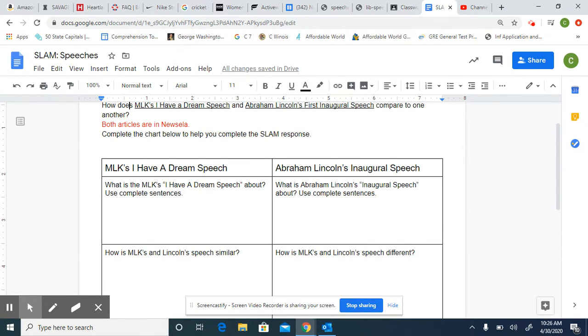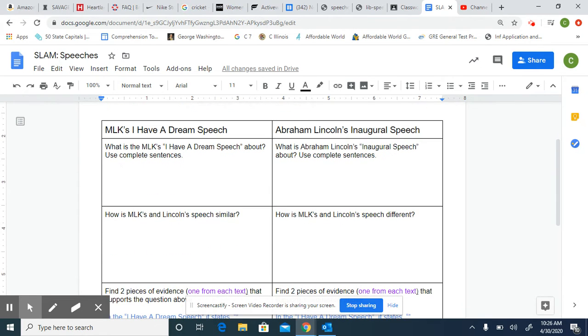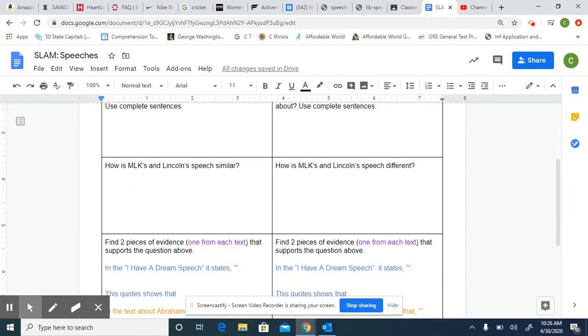So the first thing that Ms. Davis wants you to answer is in the first column for both of the speeches. What is the MLK's "I Have a Dream" speech about? Use complete sentences. It should be at least 2 sentences. And then the other question on the right-hand side, what is Abraham Lincoln's speech about? Use complete sentences. After you've answered that, on the left-hand side, I'm sorry, for MLK, it's going to say, how is it similar? How is MLK's and Lincoln's speech similar? This is where you're going to put your answer.